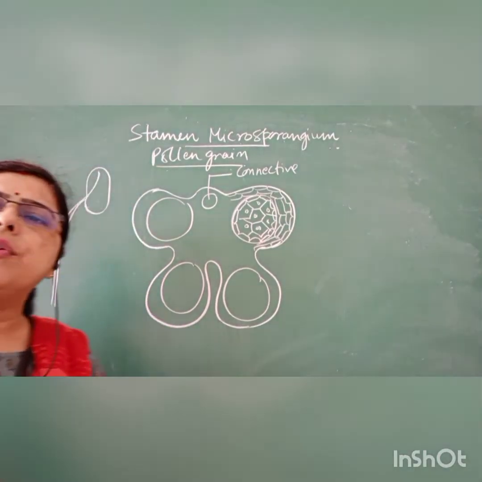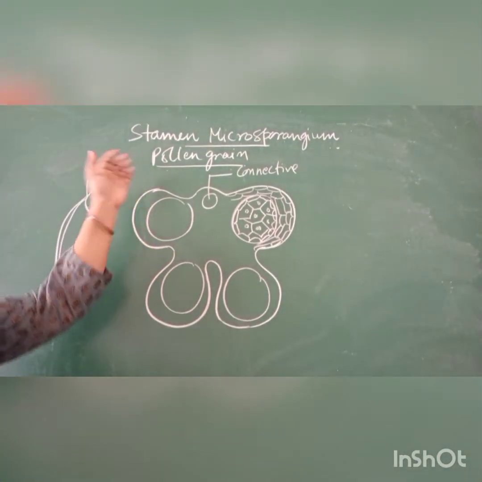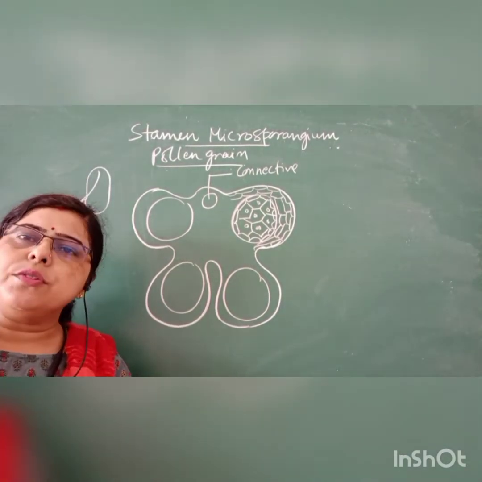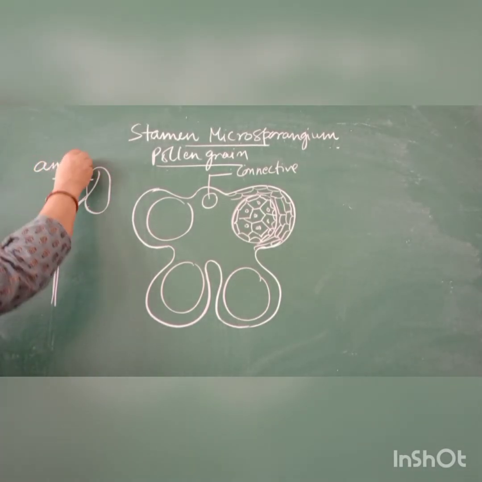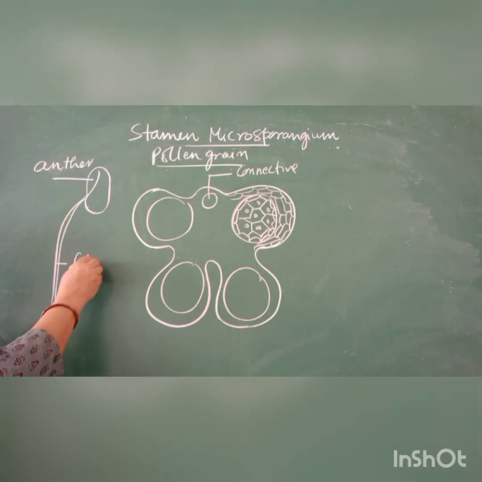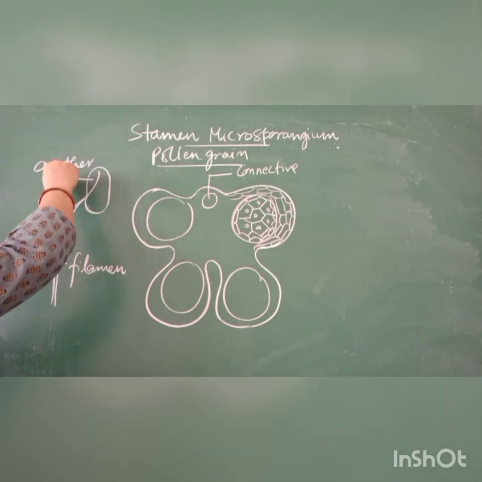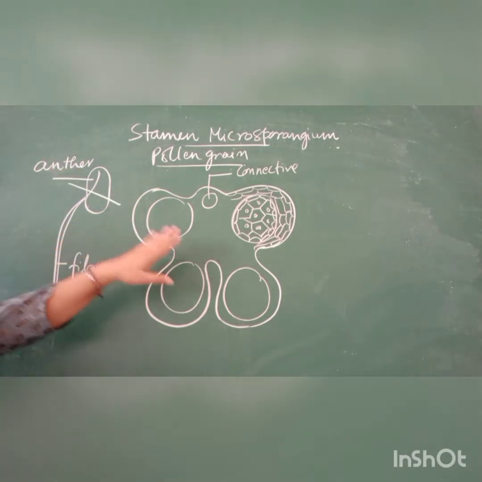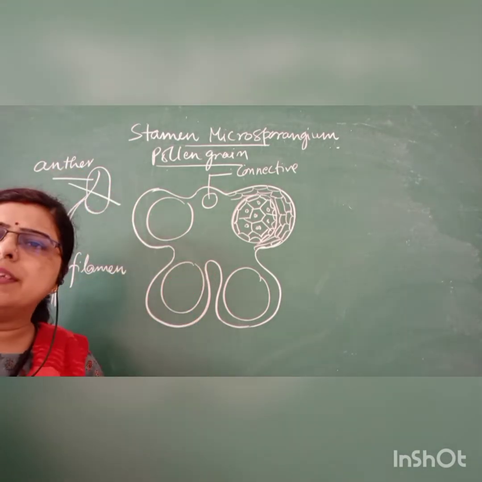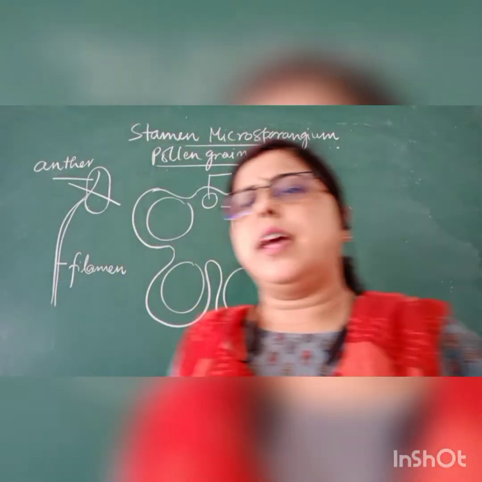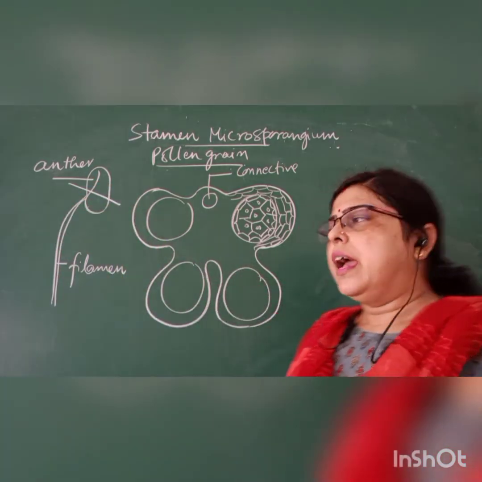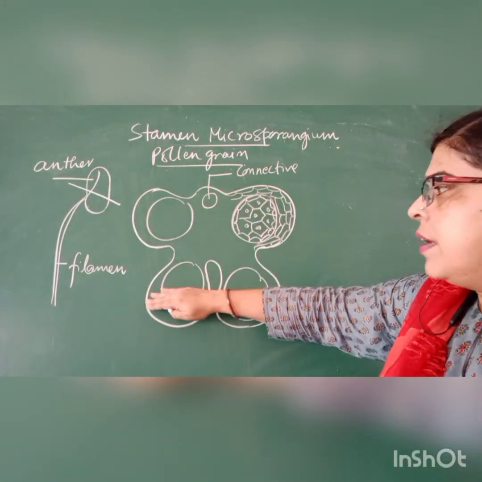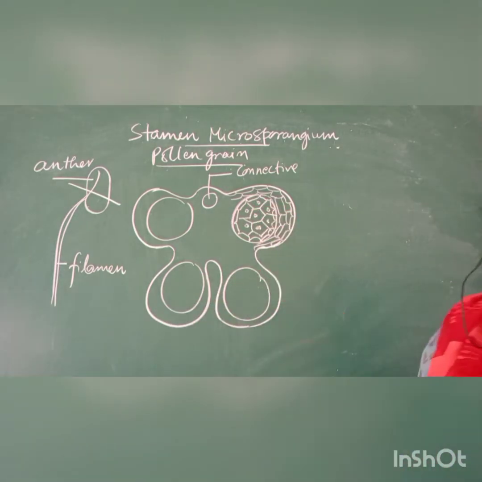Okay, now we are going to discuss the male reproductive organ in detail, that is the stamen, microsporangium and pollen grain. As you know children, the stamen comprises the anther and the filament. When we cut the transverse section of the anther, we have this structure. Our anther is a bilobed structure. As you can see in the diagram, it has the bilobed structure. And each lobe of the anther has two microsporangia.